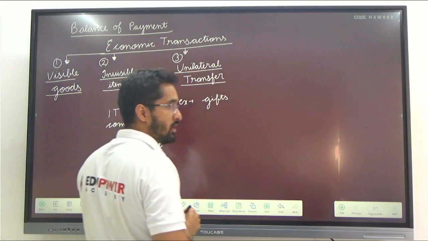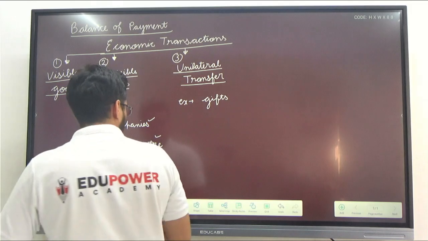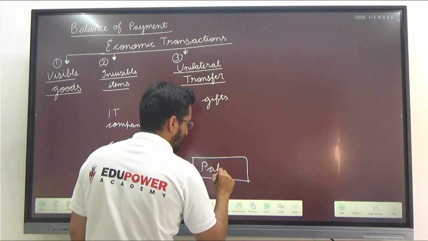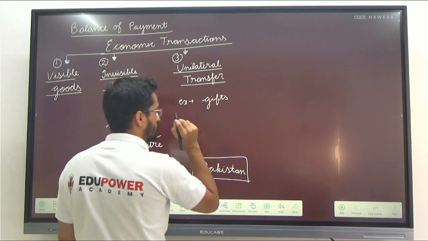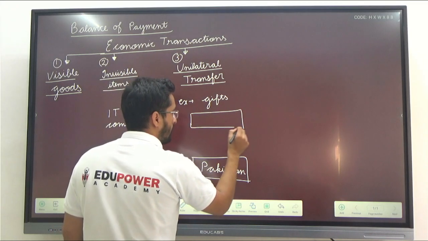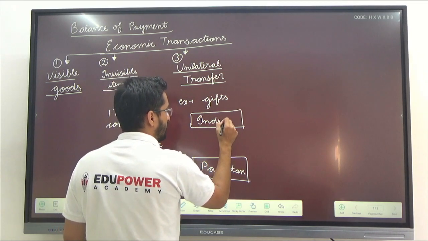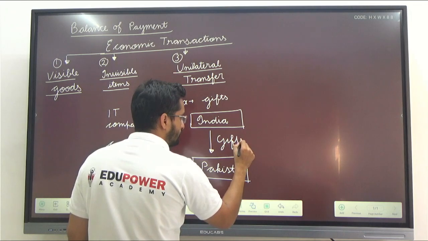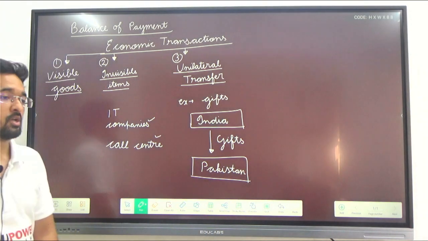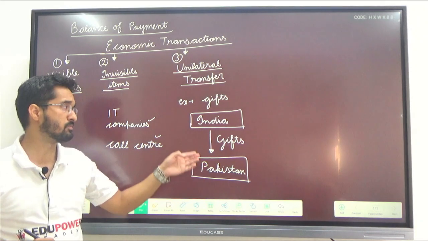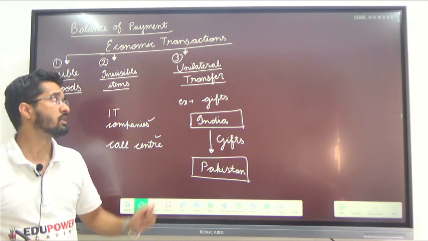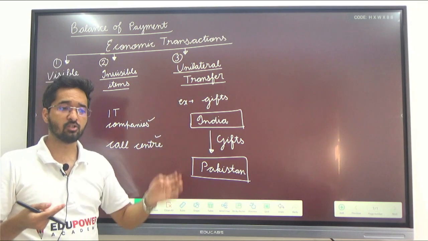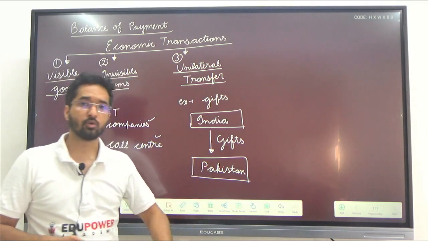Okay. So, I will give you a very good example of gifts. Suppose our neighbor Pakistan is facing a financial crisis, and suppose India says that we are gifting Pakistan some money. Why? Because Pakistan is facing a financial crisis. That is why India gifts Pakistan some money, that will come under unilateral transfer. Such transfers for which no goods or services are provided in return are called unilateral transfers.